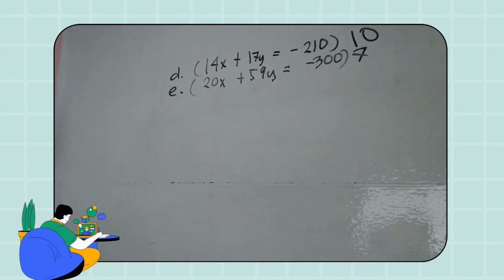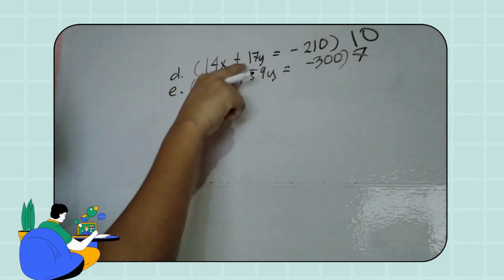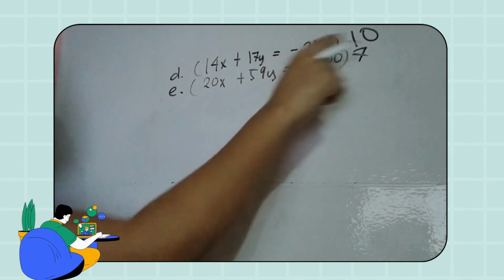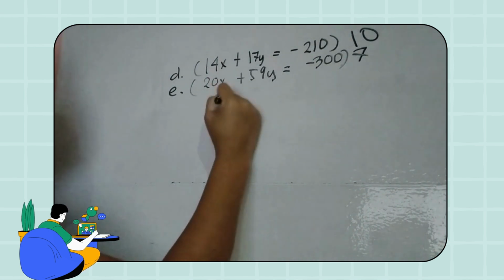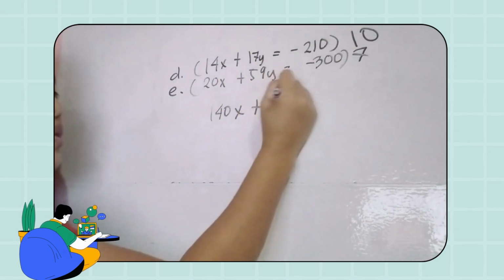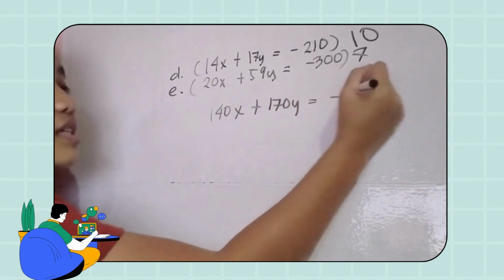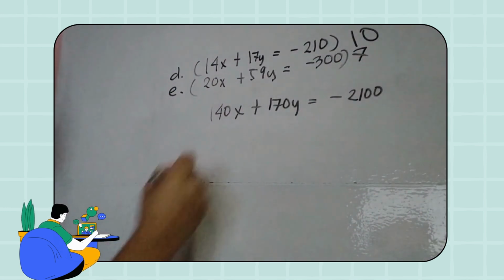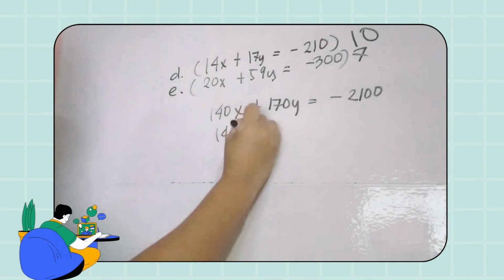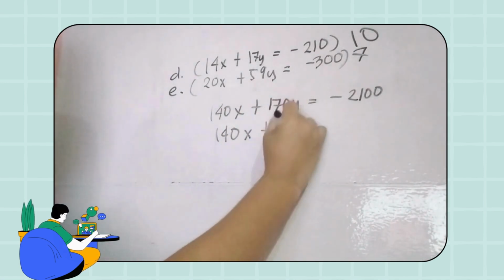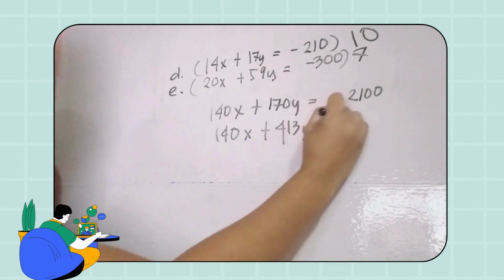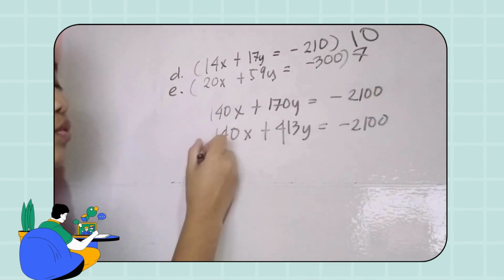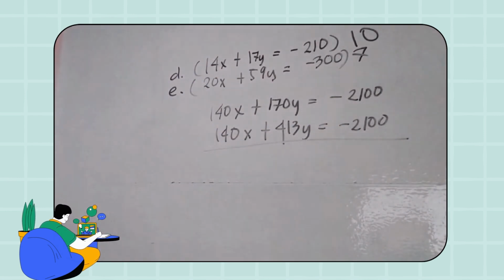So as a result, we have 14x plus 70y equals negative 210 times 10, which gives 140x plus 170y equals negative 2100. And for equation E, we have 140x plus 413y equals negative 2100. So we could subtract this equation through elimination.